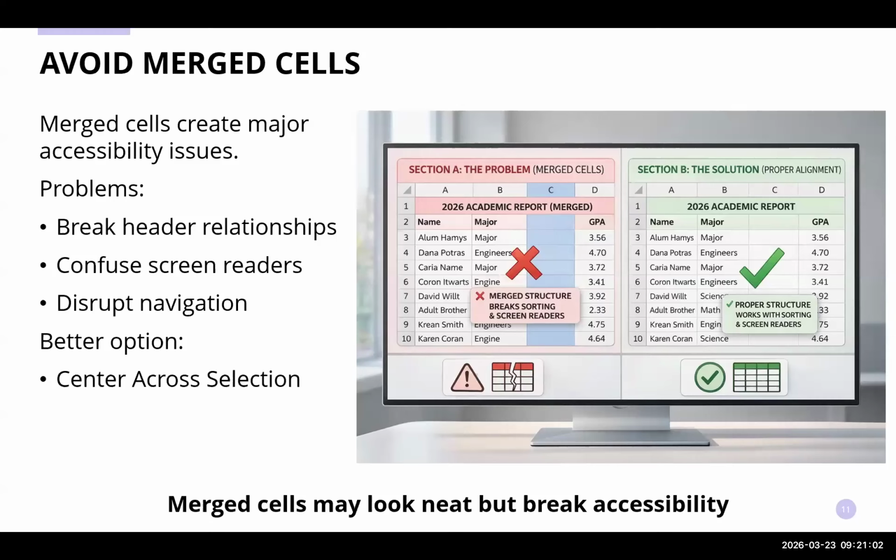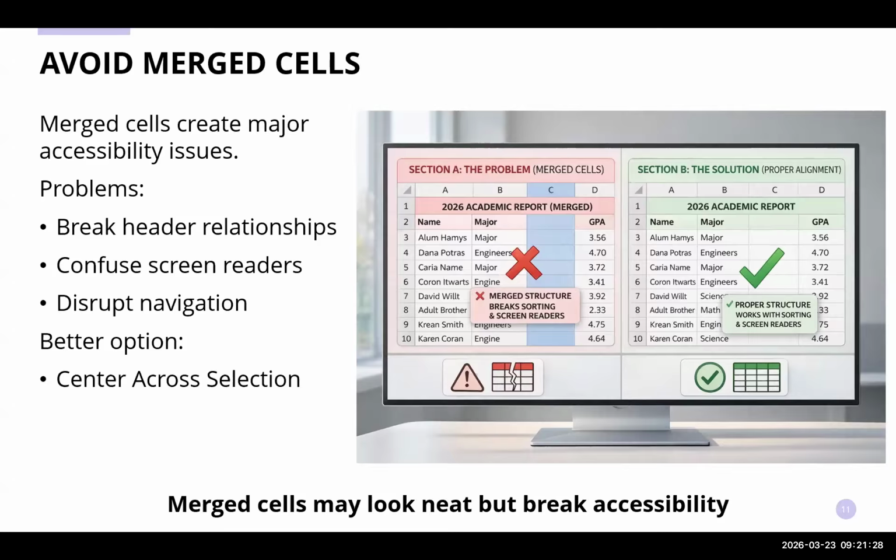Now we come to a problem that is very common and can cause major accessibility issues: merged cells. Merged cells are often used to make a title or a section look neat across multiple columns or rows. Visually it might look nice, but under the hood, it actually breaks the structure of your table. Why is this a problem?